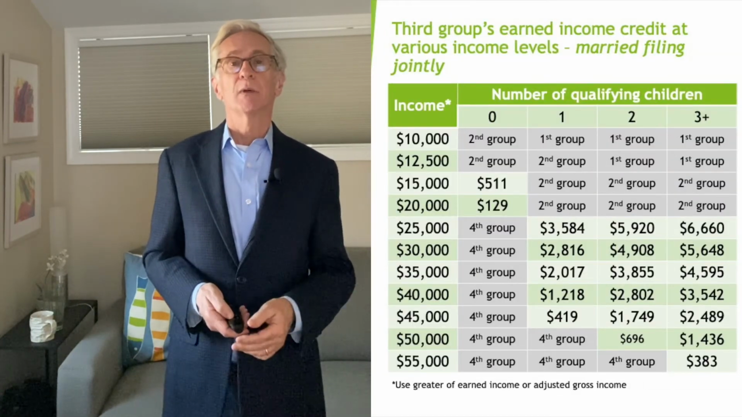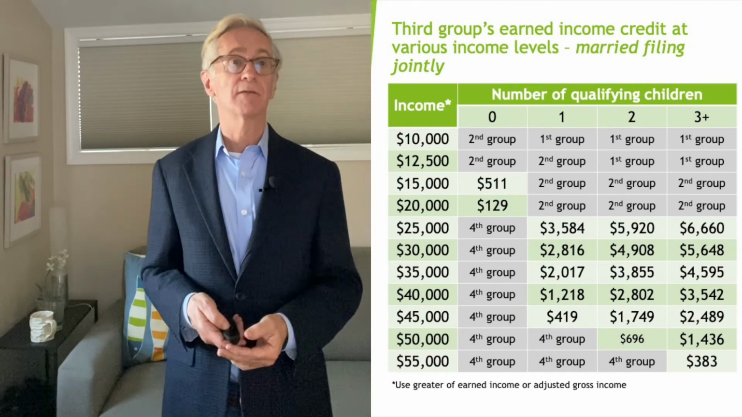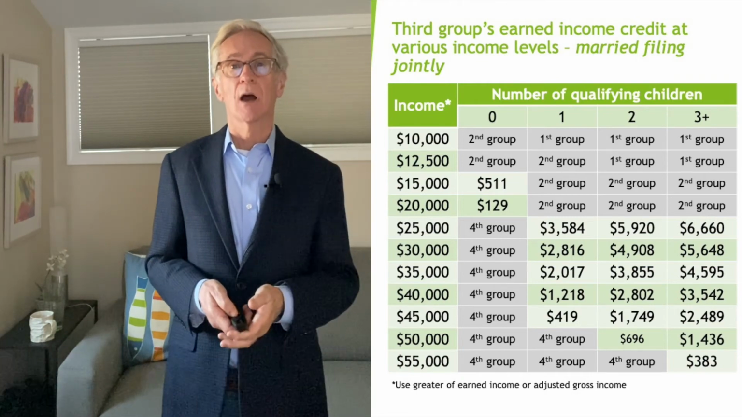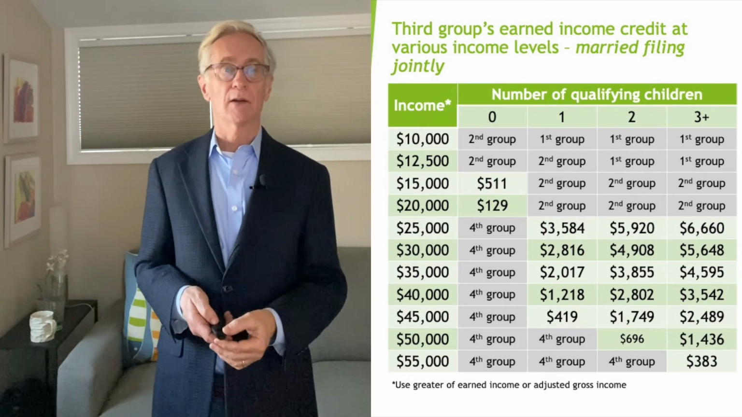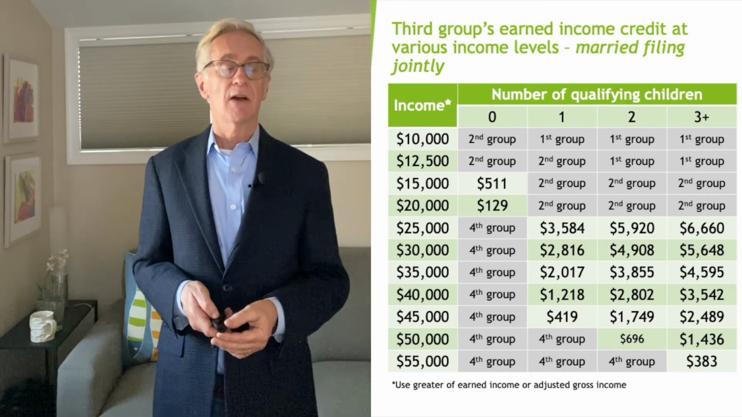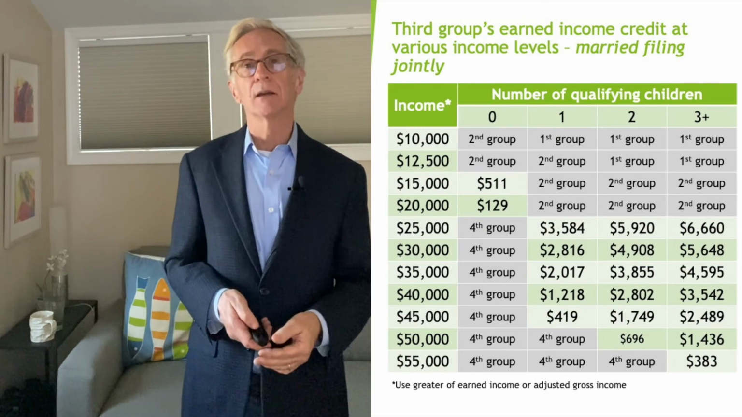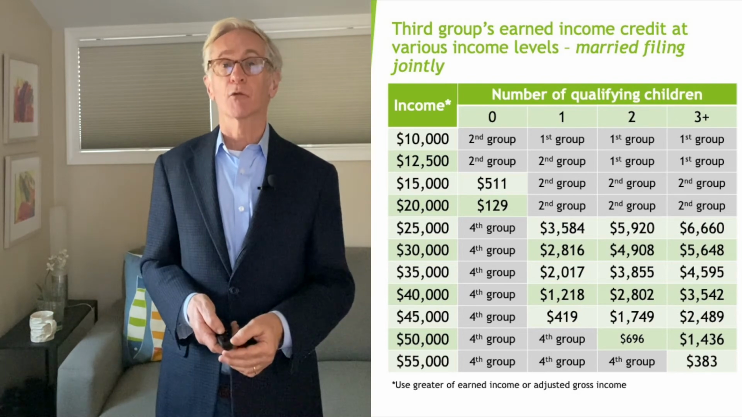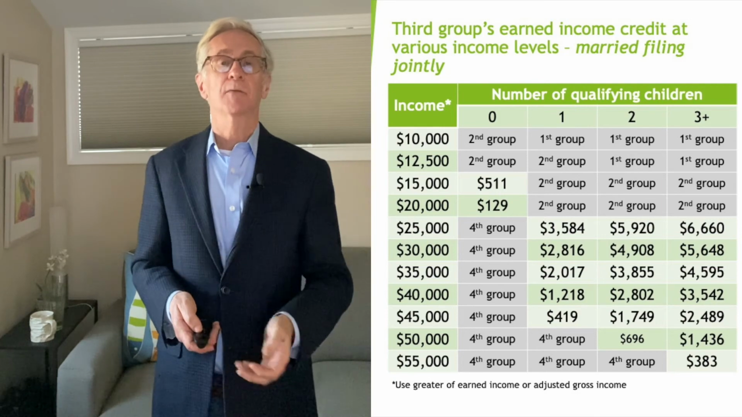Now the third group, if you're married filing jointly. So the same kind of table, this is just the table for people married filing jointly. So again, your income is the greater of your earned income or your adjusted gross income, and then it's also dependent on the number of qualifying children. So take, for example, the income figure is $55,000, and you're married. This is the chart for married, and you have 3 or more qualifying children. Your earned income credit amount is only $383. Obviously, it's been phased way down because of your income level.